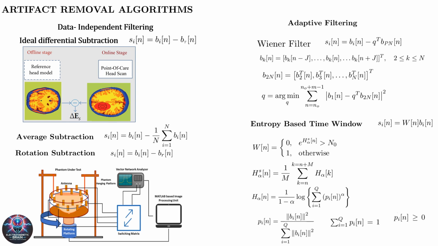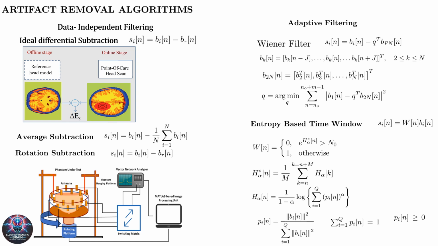The adaptive filtering section focuses on real-time adjustments to optimize clutter and noise suppression. The Wiener filter adapts its parameters to minimize the mean square error between the received signal and the desired target signal. It uses surrounding signal information, BPNN, and minimizes the error through optimization of the filter coefficients, Q. This method is highly effective at filtering out noise and unwanted signals dynamically.